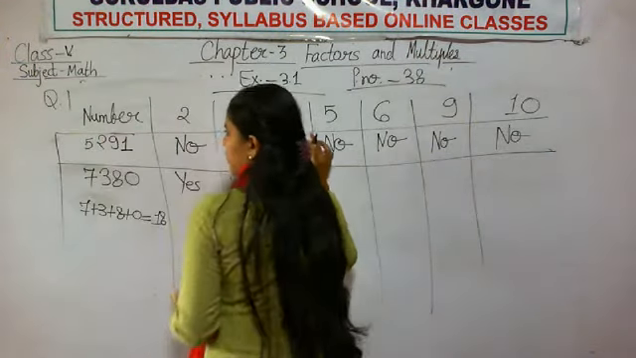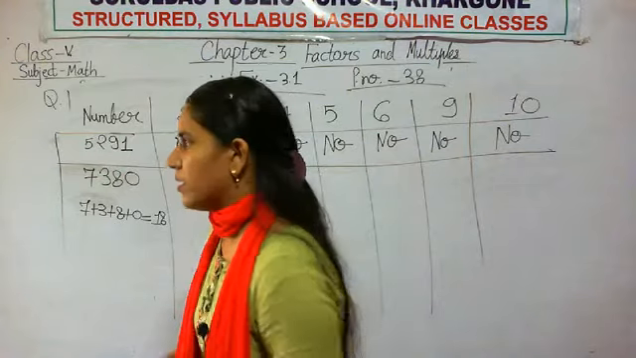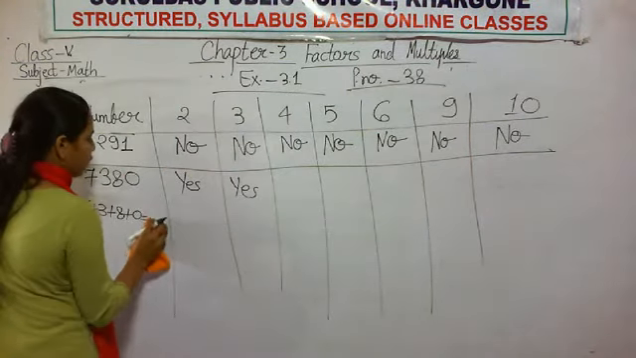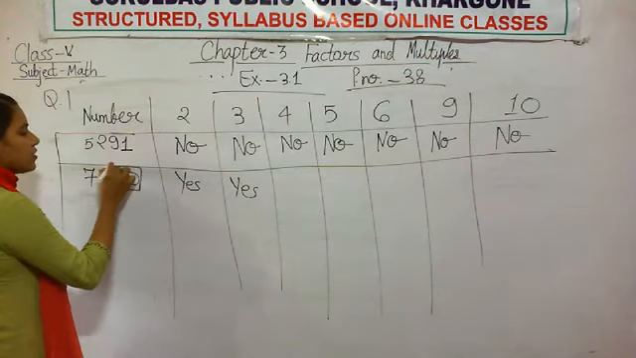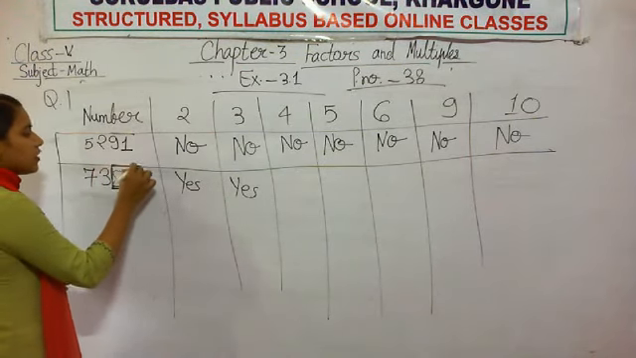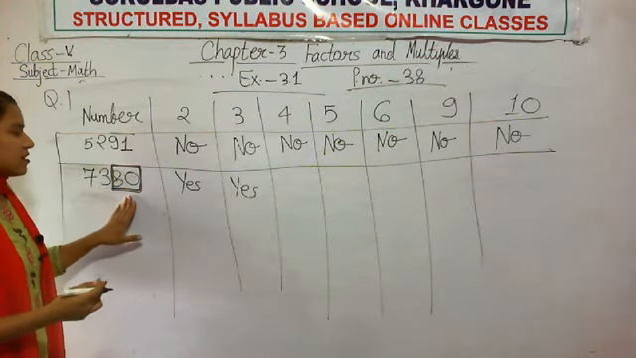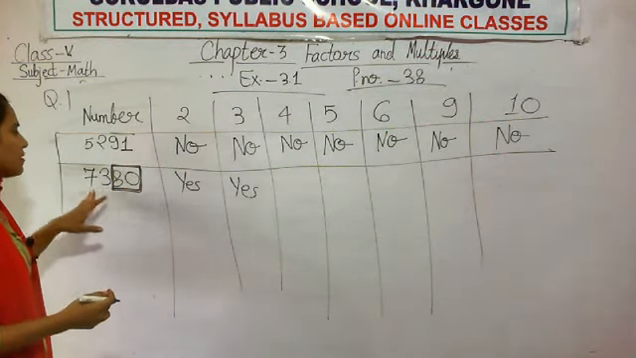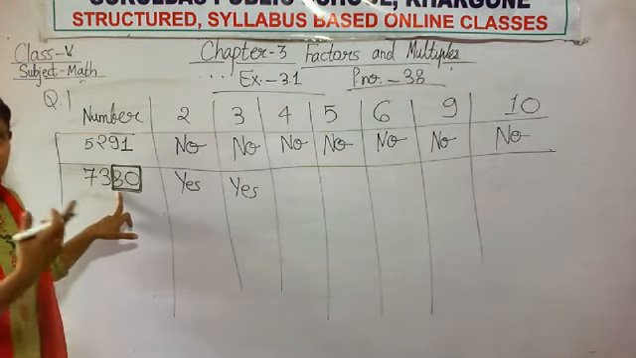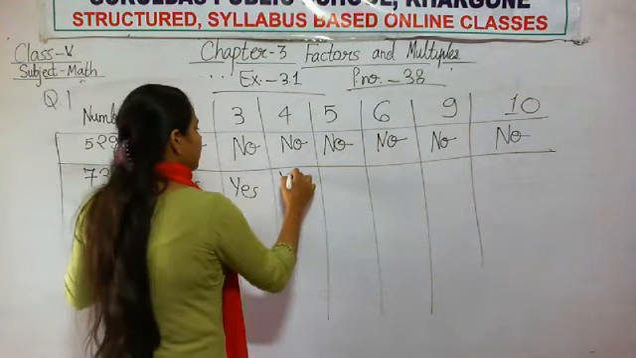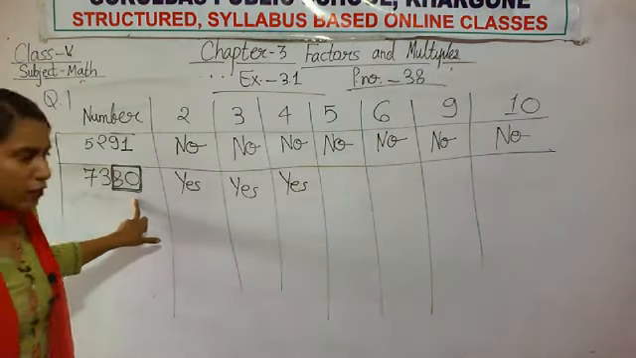Now check the divisibility for 4. For checking the divisibility by 4, what do you do? If the last two digits of the given number are divisible by 4, then you conclude that yes, the whole number 7380 is divisible by 4. So yes, 80 is divisible by 4. Thus yes, 7380 is divisible by 4.